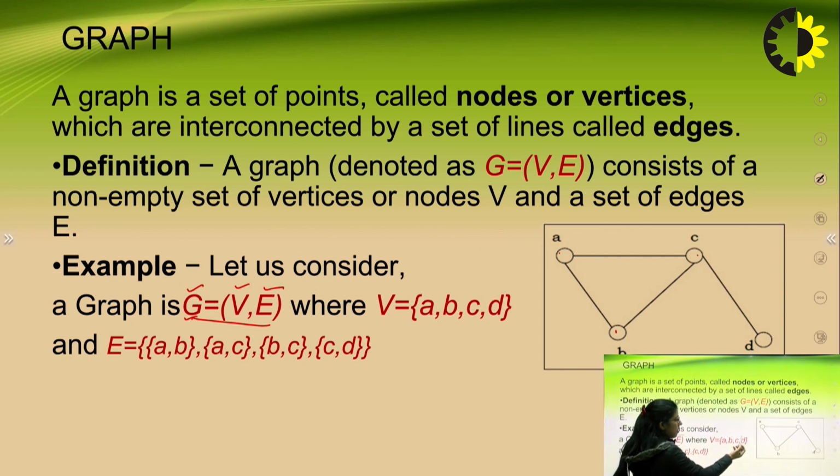Here, if we look at this graph, then in this case the set of vertices will be A, B, C, and D. And for the edges, it can be seen that this edge A to B is denoted by this notation, and similarly all the edges are written like this.